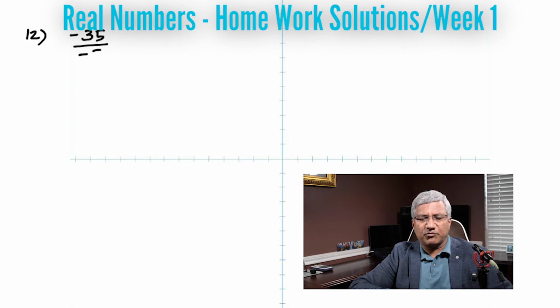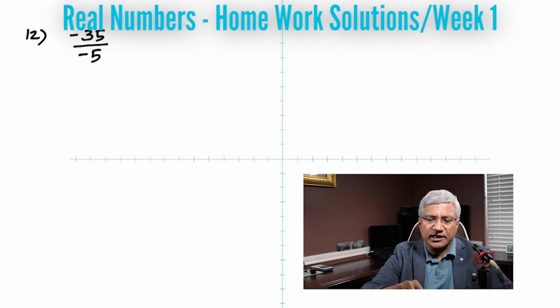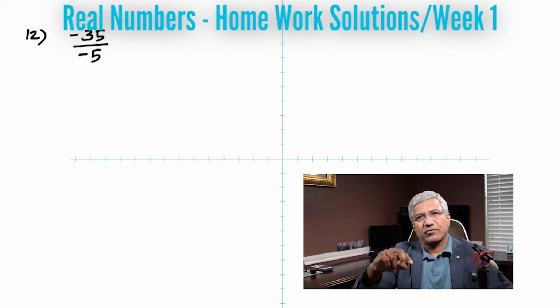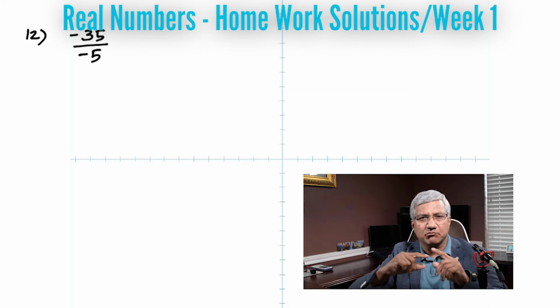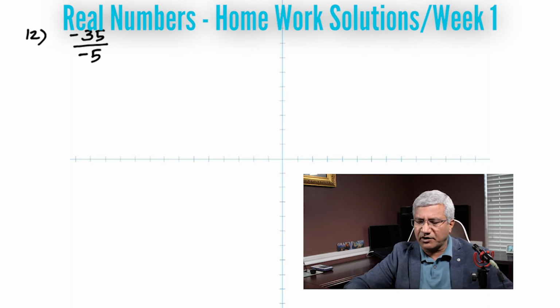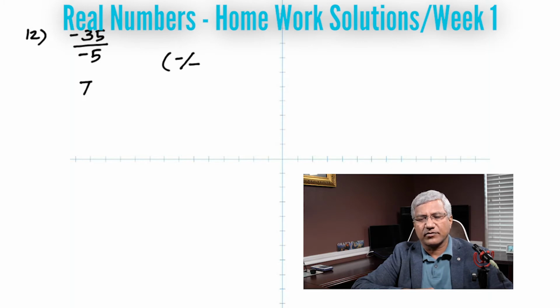Minus 35 by minus 5. So here you're dividing a negative by a negative. So remember, a negative multiplied by a negative or a negative divided by a negative both give positive. So it's simply 35 by 5, which is 7, positive 7. Yeah, negative divided by negative is a positive.